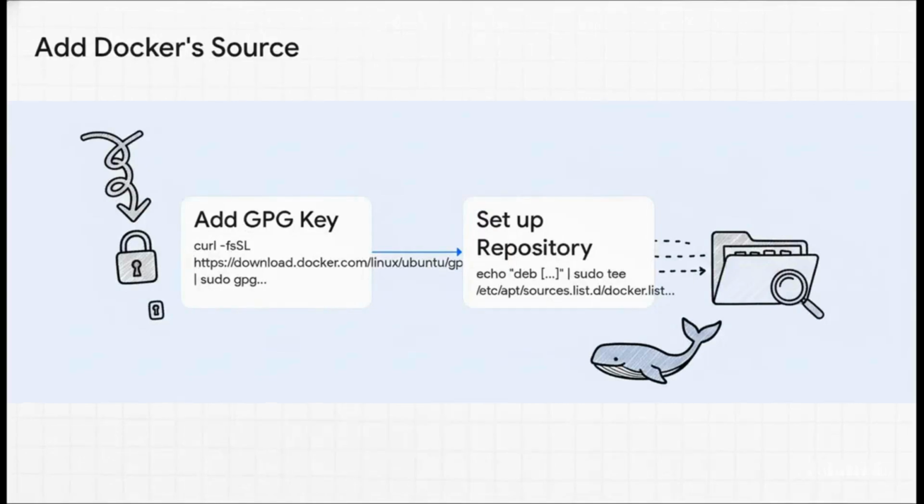And here are the two magic commands to make that happen. That first one with curl, all that does is reach out to Docker's website and grab that security key we just talked about. Simple. The second command is just as important. It tells your system, hey, from now on, when you're looking for software, I want you to also check this official Docker address. Now your computer knows exactly where to find the real deal.